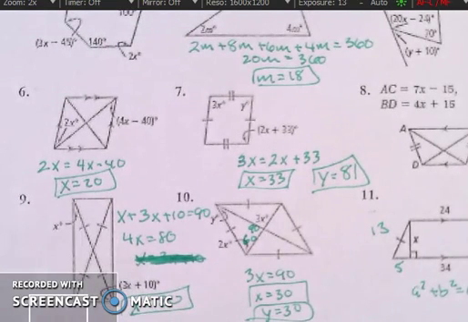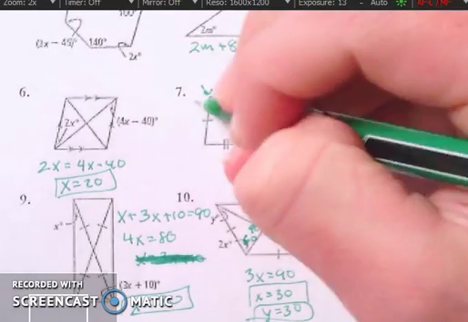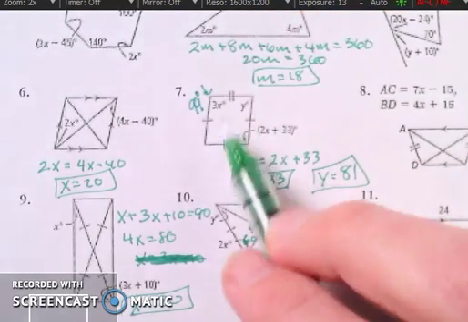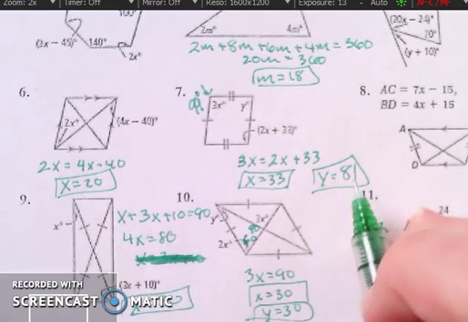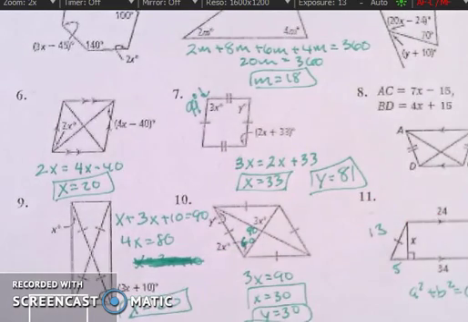Number 7, this one's kind of tricky. We do know that opposite angles are congruent inside of a parallelogram. So we set those equal to each other and we get x equals 33. Then we plug in 33 times 3 into this angle right here and we get 99 degrees. We know consecutive angles add to 180. So 99 plus 81 for y would make that true.